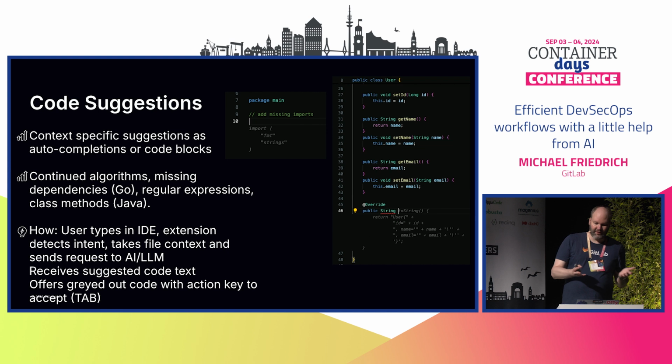How it works: this needs an integration into an IDE. Different vendors do that already. The user types in the IDE. The extension detects as you type the intent and then takes the content to an LLM, receives it, and then prints it grayed out for the user to either accept, using, I think, tab is pretty common, or you can just continue typing.